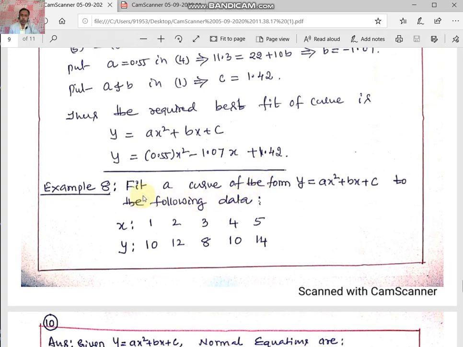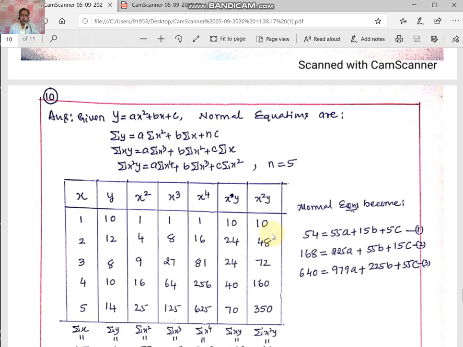In the next example, fit a curve of the form y equals ax square plus bx plus c to the following data: x values are 1 to 5, y values are 10, 12, 8, 10, 14. The given curve is a second degree curve, y equals ax square plus bx plus c. Then the normal equations will be like this: apply sigma on both sides, multiply once by x and again multiply once by x. So you will get these three equations called normal equations.